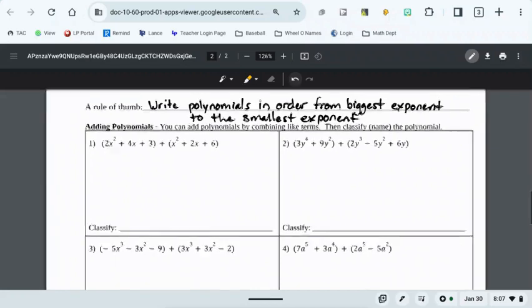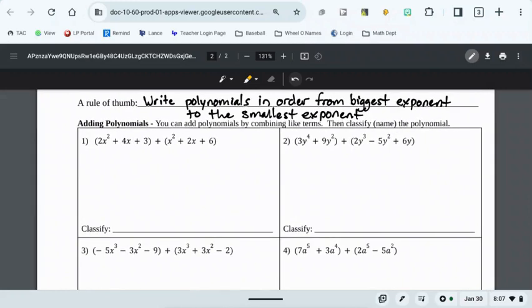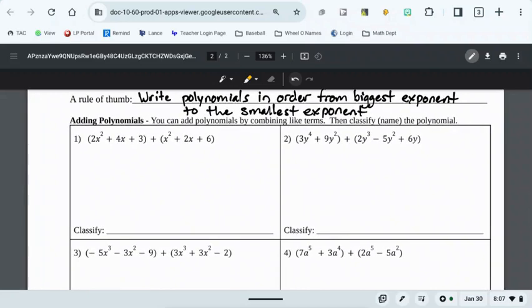So the first thing we're going to look at is adding polynomials. So you can add polynomials by combining like terms, then classify or name the polynomial. So when we add polynomials, we are adding, right? There is an addition sign between them. In the future, we will be multiplying. There will be no sign between them when we are multiplying, right? When things are next to each other in math, it means we are multiplying. That's where we are going. But just a reference, because I know some students get confused by that from year to year.